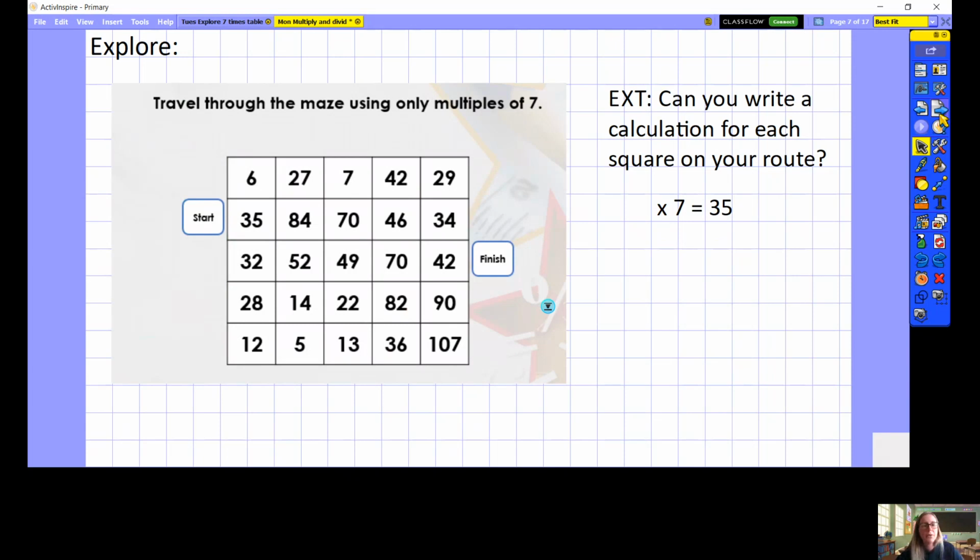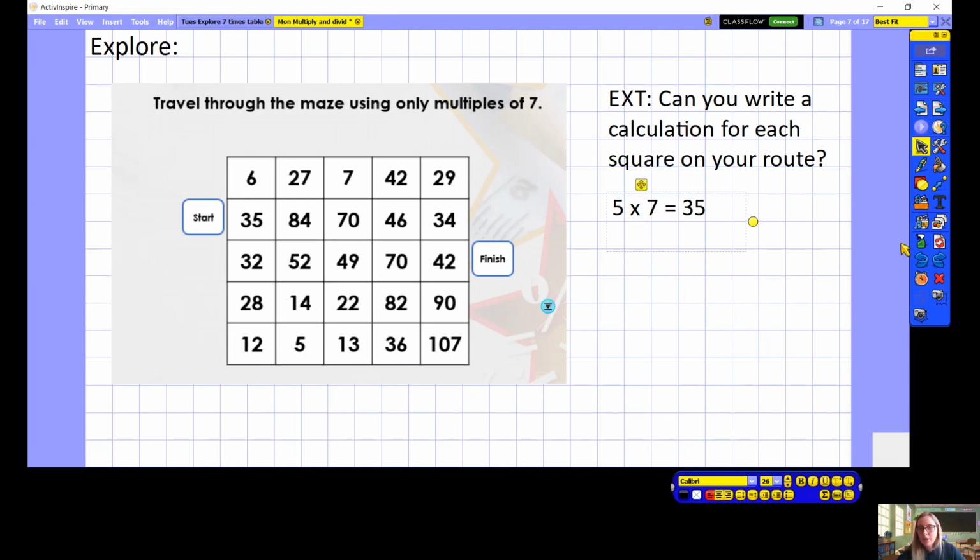Okay, so here I've got a maze that I want you to travel through. You can only travel through the maze using multiples of 7, and you've got a start point here and a finish point. And if you want, you can write out the calculation for each square on your route. So the first one is 35. So 35 is my first square on my route. So I know that something times 7 equals 35. So I can use my knowledge of times tables here. So I know that 5 times 7 equals 35. So if you want to write out the calculations to help you, this would be a good place.